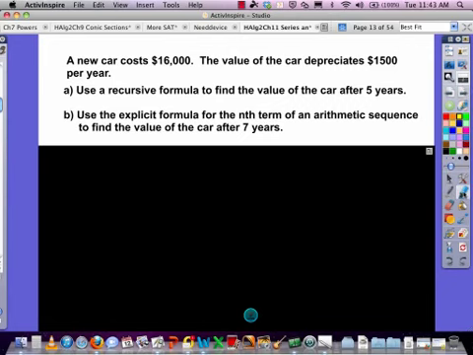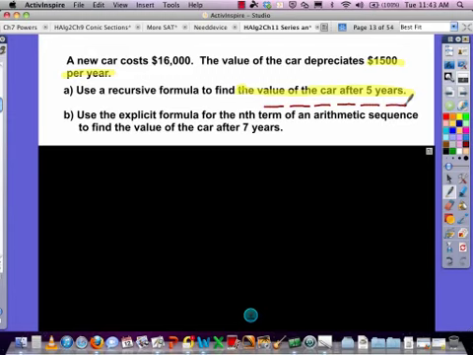Now, I'm going to highlight, this is the key piece. The value of the car depreciates $1,500 per year, so that's key. So that's like, hopefully you're saying our constant difference. But in your statement on part A, use a recursive formula to find the value of the car after 5 years. So really, your sequence is coming from after the first year, after the second year, after the third year, after the fourth year, after the 5th year.